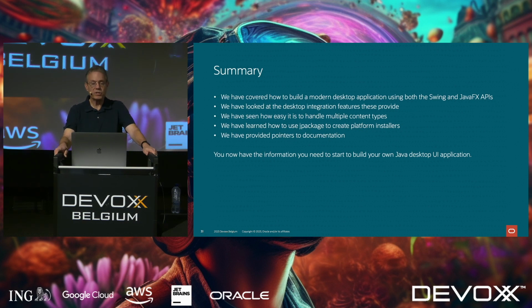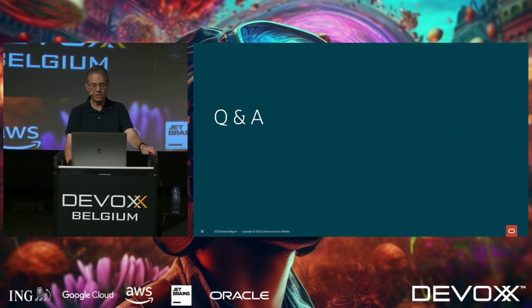So in summary, we've shown you how to build a modern desktop application using both the Swing and the JavaFX APIs, and how to integrate that in with the desktop. We showed how easy it is to handle multiple content types in an application, and then how to use jpackage to package up your application. Hopefully you have enough information to be able to build your own Java desktop UI application. And so we'll go ahead and take some questions now.